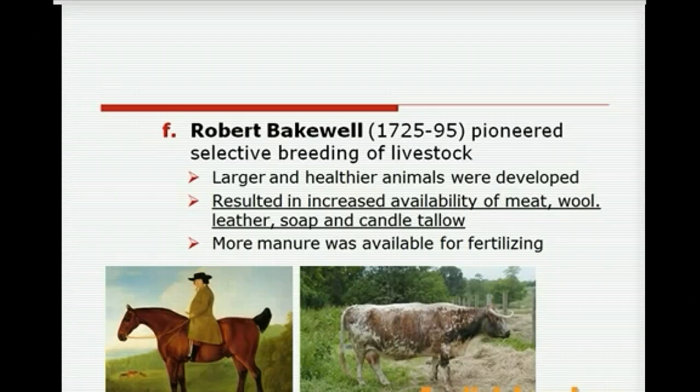eating animals. And so this then will produce larger and healthier animals during this time, resulting in increased availability of meat, wool, leather, soap, and candle tallow. And more manure will become available for fertilizing. So it starts that process of, if you want this big fat cow, breed it with this big fat cow, so they have big fat cows, that's what starts to happen. And so then this has a huge impact as well on agriculture.